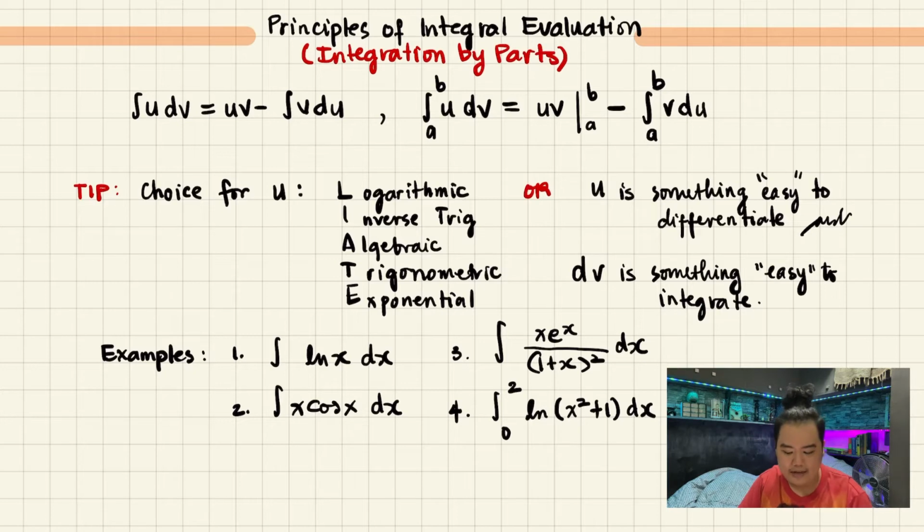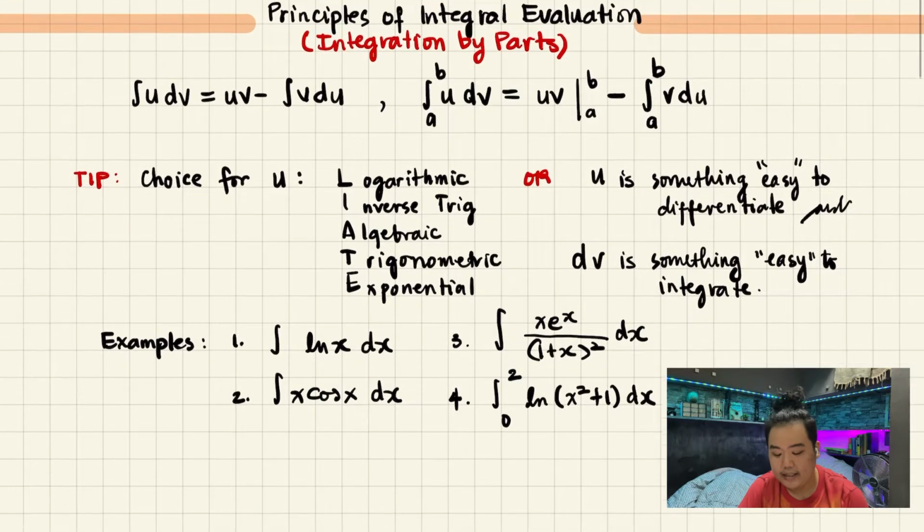At meron tayong tip when choosing u. Tip lang ito ha, okay, advice lang. So, fina-follow natin itong mnemonic device na LIATE, at ito yung priority when choosing u. Although hindi siya laging nag-work, pero useful siya kapag alam natin siya. So it stands for L logarithmic, yun yung pinakaunang priority natin for u pag nagle-let tayo. I for inverse trig, A for algebraic expressions, T trigonometric, E exponential. Or you can choose u to be something that is easy to differentiate, while yung dv something easy to integrate. Take note of the word easy kasi subjective yung salitang easy.